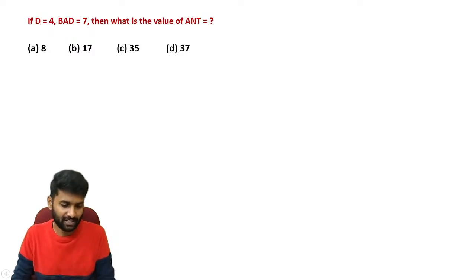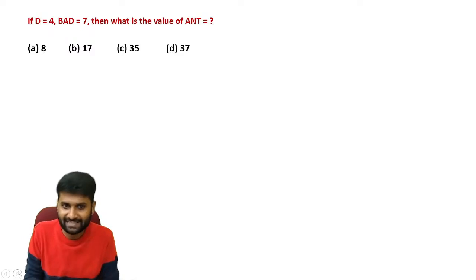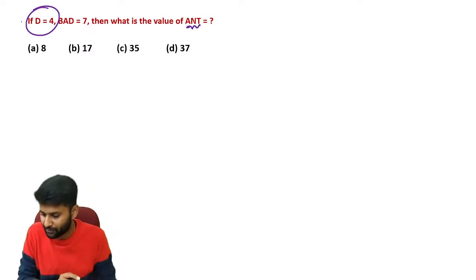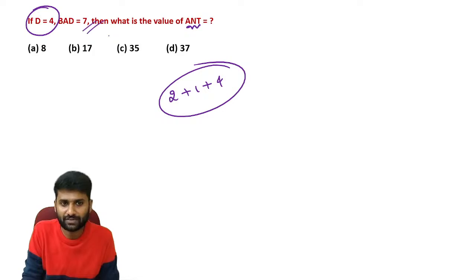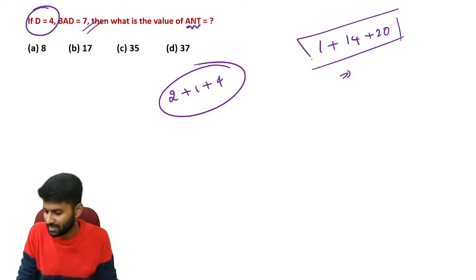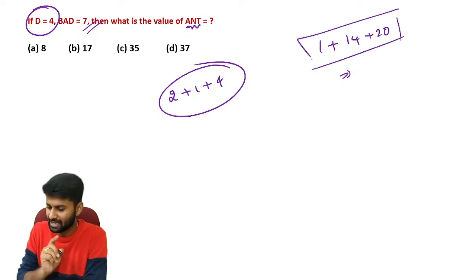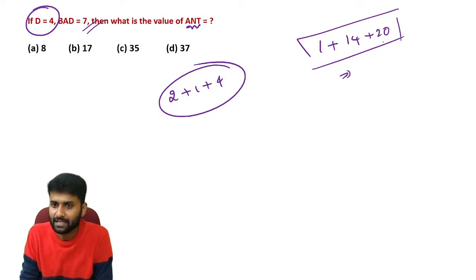Let's go through the question. Here again, D is equal to 4. If BAD is 7, then what is the value for ANT? Same, according to this information, consider D alphabetically is 4, and B2, A1, D4. The sum is equal to 7, right? In the same way, 1 plus 14 plus 20. So by the end of the session, try to remember all the alphabetical positions. I will repeat it every time. A1, N14, T20. So if you go through the sum, the value becomes 35.